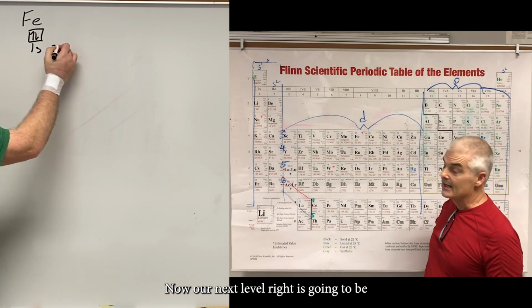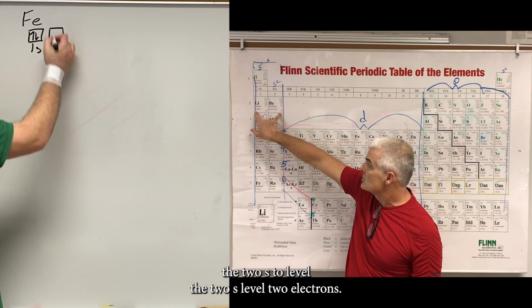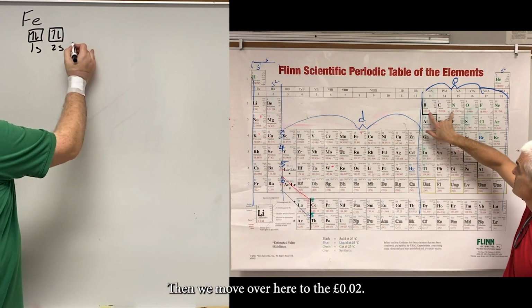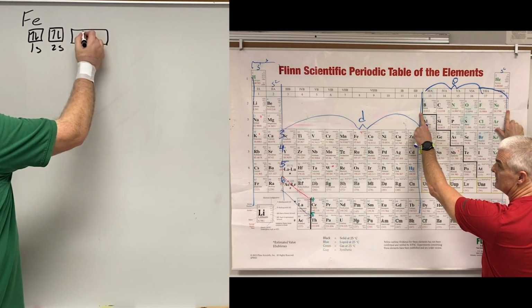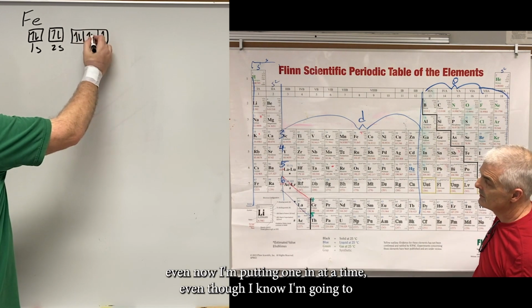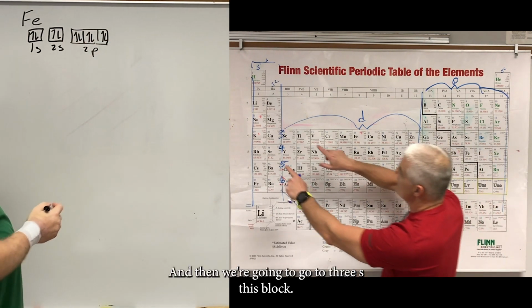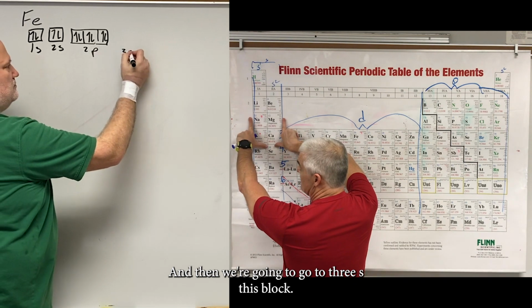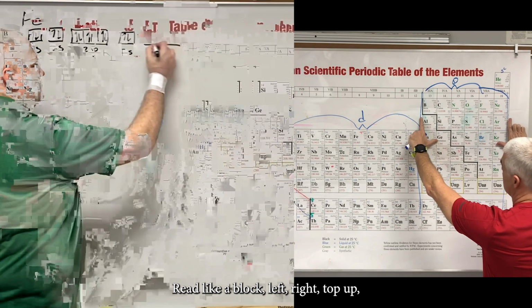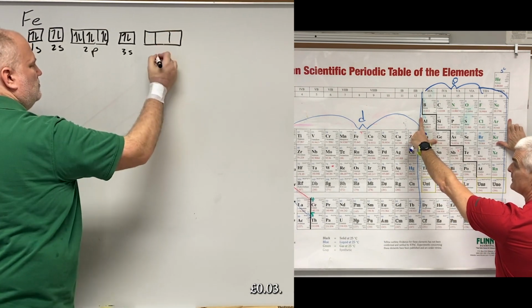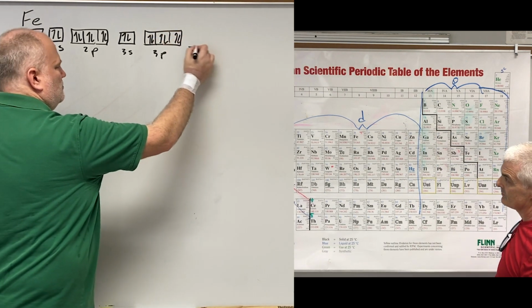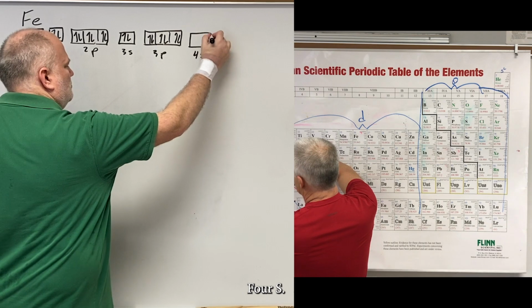Now our next level is going to be the 2s level, 2 electrons. Then we move over here to the 2p. See what is being done: even now, I'm putting one in at a time, even though I know I'm going to bypass them all. And then we're going to go to 3s, this block. Reading like a book, left to right, top to bottom. 3p. 4s.